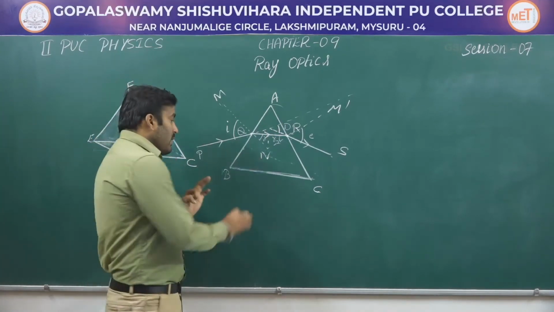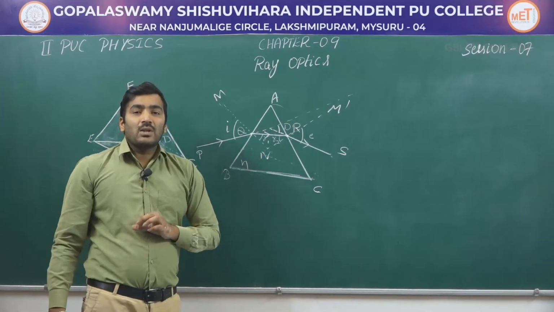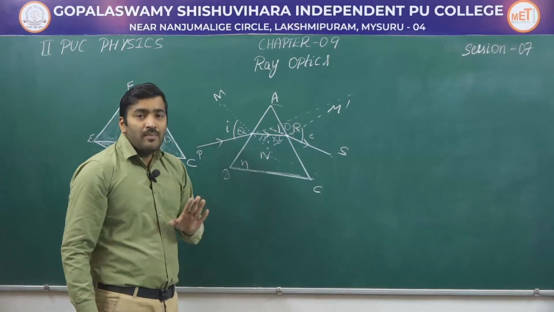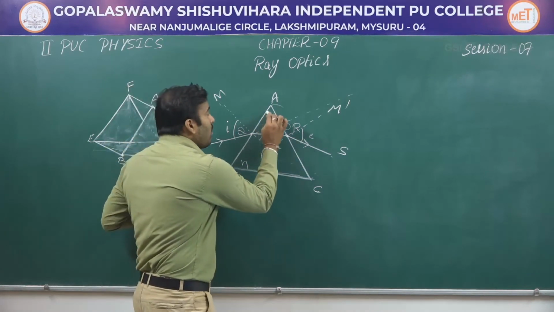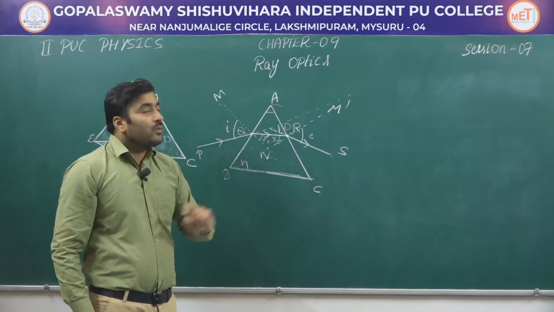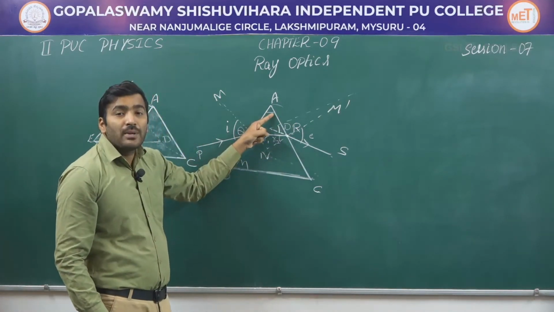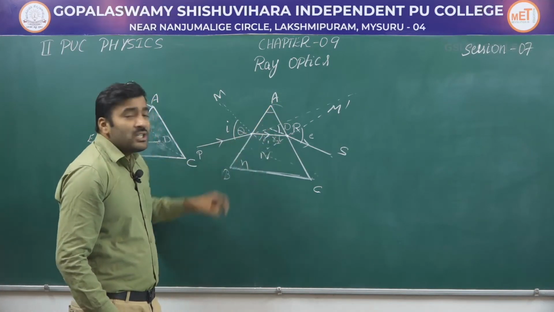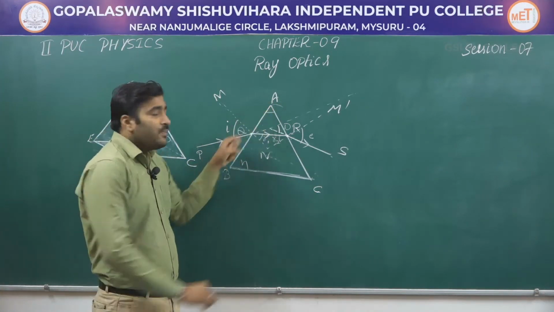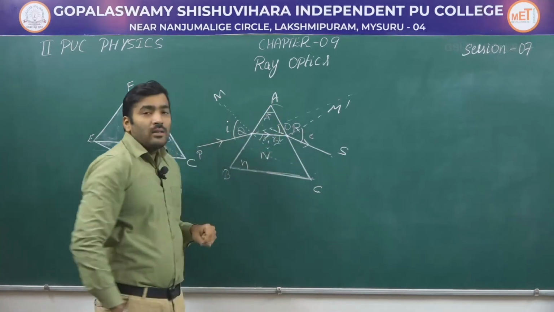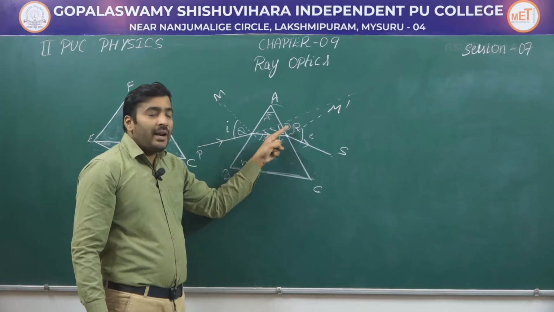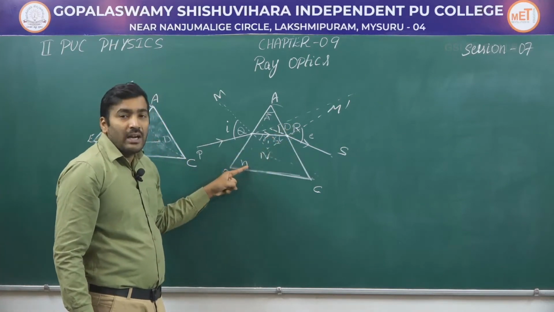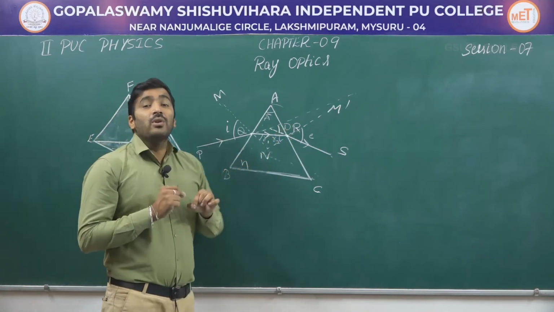So, if n is the refractive index of the medium of the prism and d is the deviation, and this is called the angle of the prism. So, the relation between this angle of the prism, deviation and the refractive index, that we need to derive now.